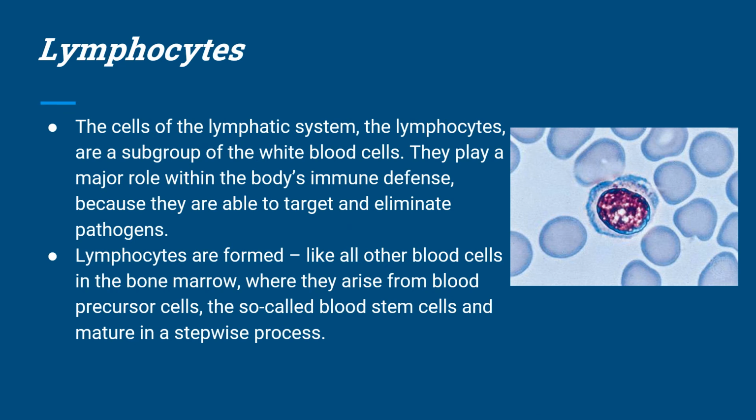Lymphocytes. The cells of the lymphatic system, the lymphocytes, are a subgroup of the white blood cells. They play a major role within the body's immune defense because they are able to target and eliminate pathogens. Lymphocytes are formed, like all other blood cells, in the bone marrow, where they arise from blood precursor cells, the so-called blood stem cells, and mature in a stepwise process.